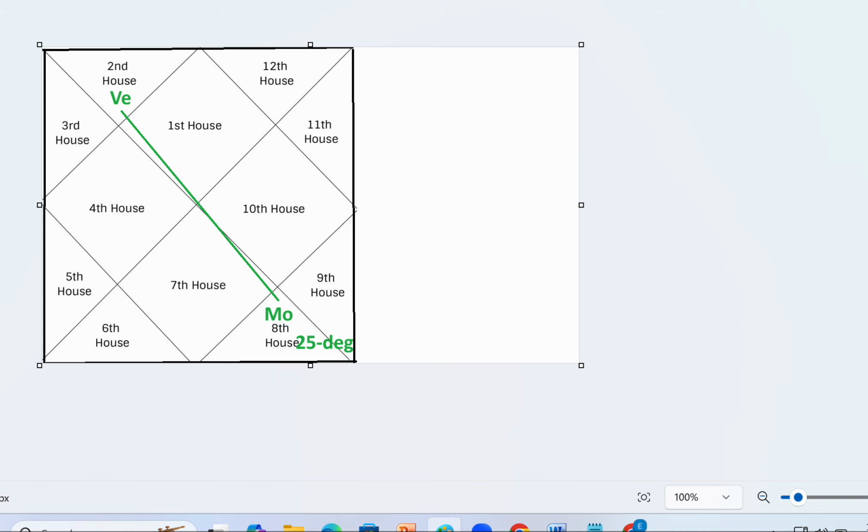Now I'm taking a blank chart without any planets in it, and we'll try to understand the Karak Tattva of that. Karak Tattva means the aspects, the nature, the characteristics.